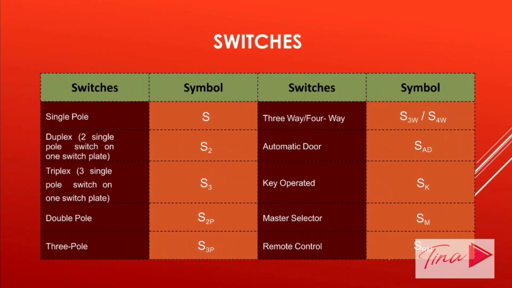For the single pole, we have the S. For the duplex, we have S sub 2. And for the triplex, we have S sub 3. A double pole, we have an S sub 2P. And a 3-pole, we have an S sub 3P. And the 3-way or 4-way, we have the S sub 3W or the S sub 4W. An automatic door, we have the S sub AD. And a key operated, we have the S sub K. For the master selector, we have S sub M. And for the remote control, we have the S sub.